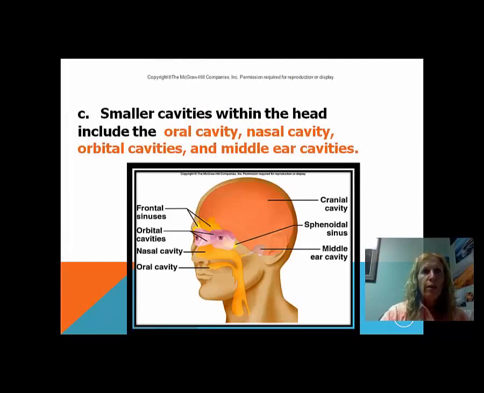There are smaller cavities in the head: the oral cavities or mouth, nasal cavities or nose, orbital cavities or eyes, and the middle ear cavities. You'll also see sinuses on this diagram here. Sinuses are openings in the bone that are filled with air and lined with mucous membrane, and the sinuses give us trouble if we have allergies.